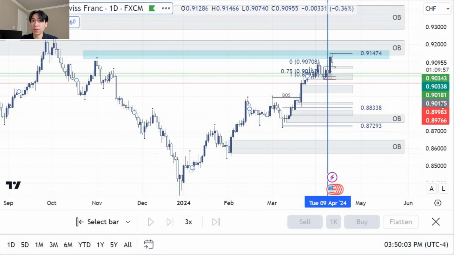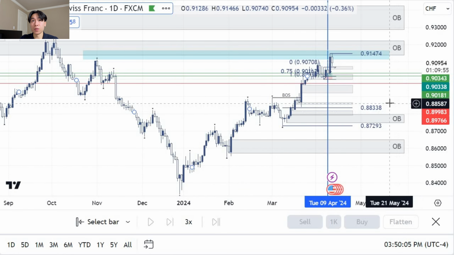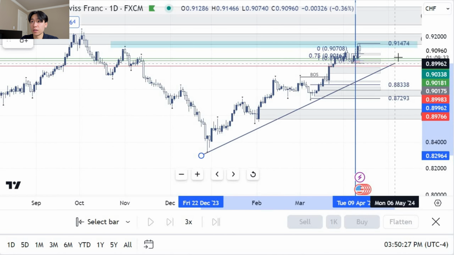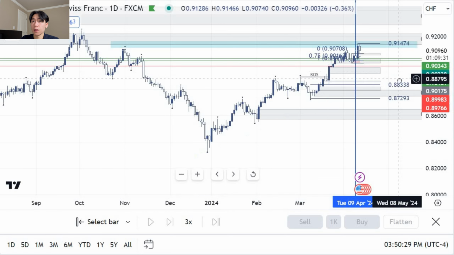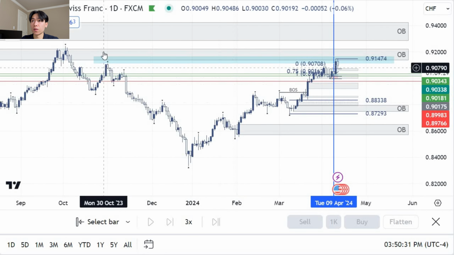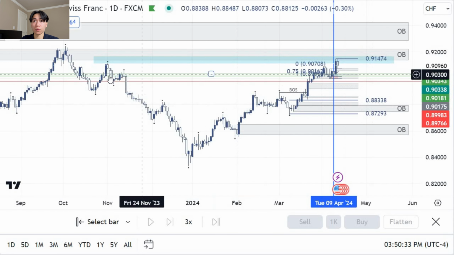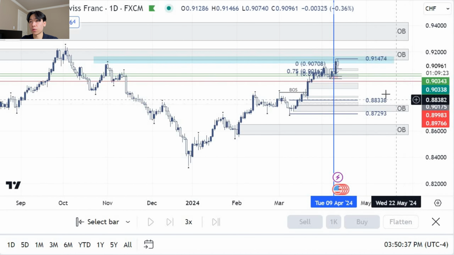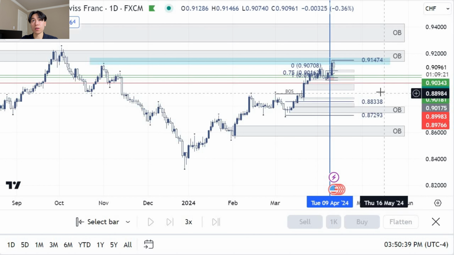All right, so moving on to USD Swiss. My bias was that I'd be taking a long position, and my reason was, here on the daily, we are currently in an uptrend. There is a previous high over here that I was looking for price to draw towards, as well as an order block up here. So that was basically my confluence for taking a long position.